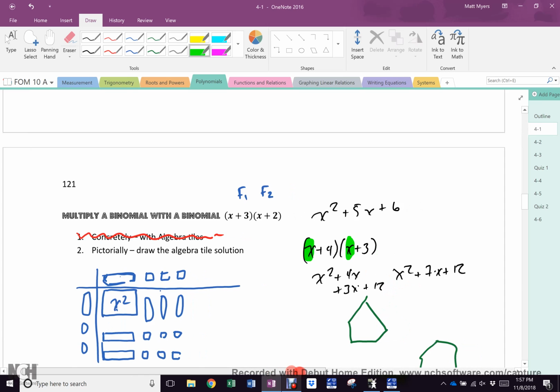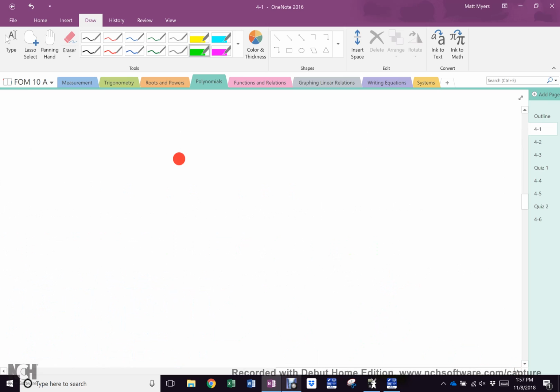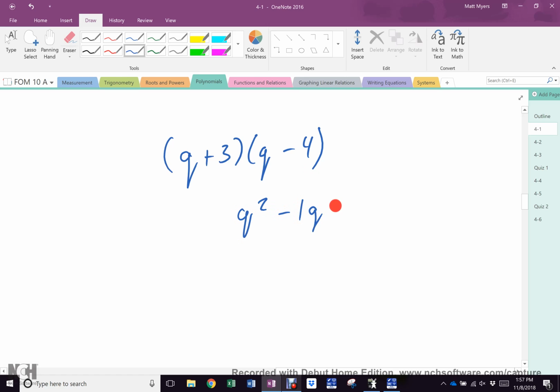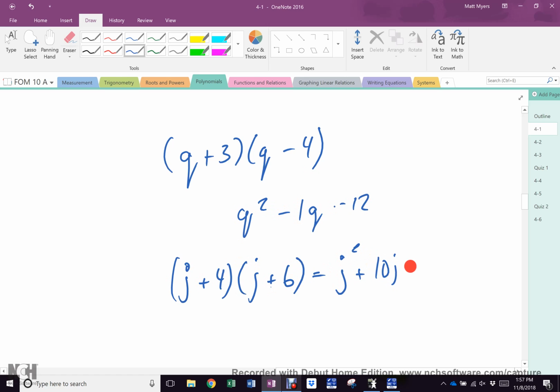So just to remind you before I shut up and let you do some work on your own, what would q plus 3 times q minus 4 be? q squared minus 1q minus 12. What would j plus 4 and j plus 6 be? j squared plus 10j plus 24. Excellent. Do you all see it?